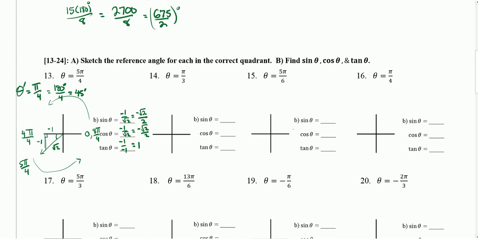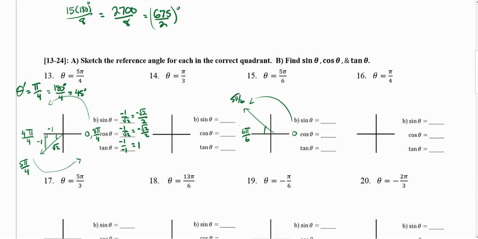For number 15, 5 pi over 6. Again, this is 0, moving counterclockwise. This is going to be pi, or pi is 180 degrees, but pi is 6 pi over 6, or equivalent to it. So 5 pi over 6 is going to be in quadrant 2, which tells us our reference angle is the difference between them.